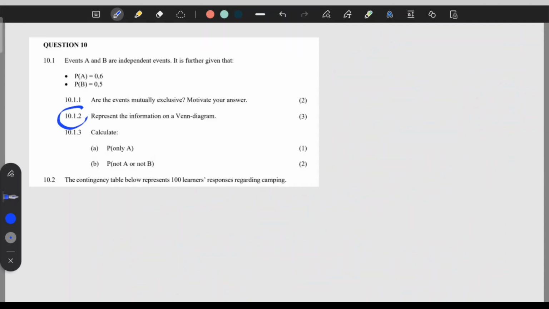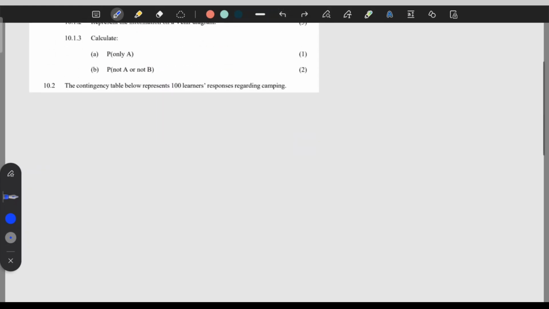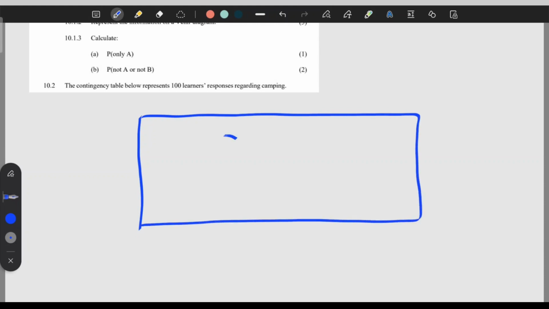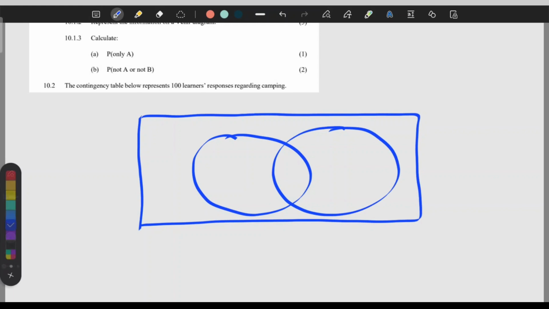Okay, next is 10.1.2, and here it says, represent the information in a Venn diagram. So let's do our Venn diagram. We have two events, so two circles. They have an intersection, so they will have this part over here because the events are not mutually exclusive. So this will be event A, this will be event B.